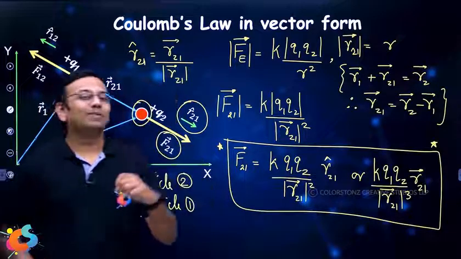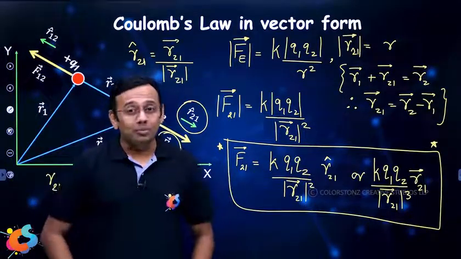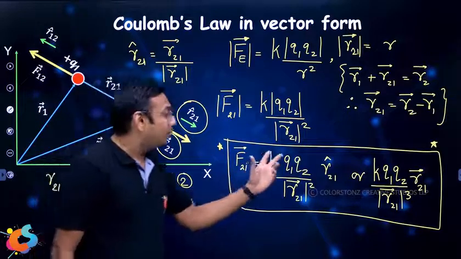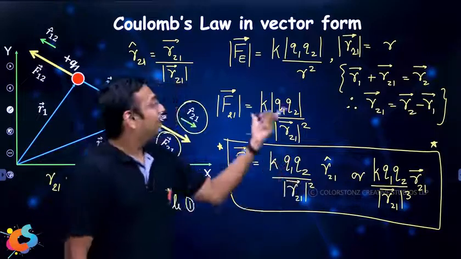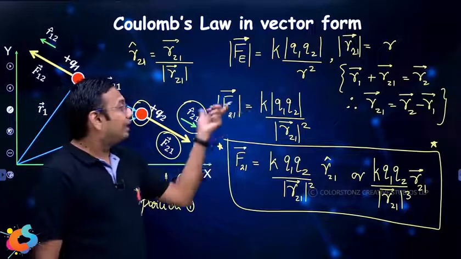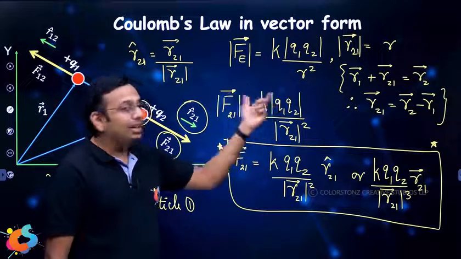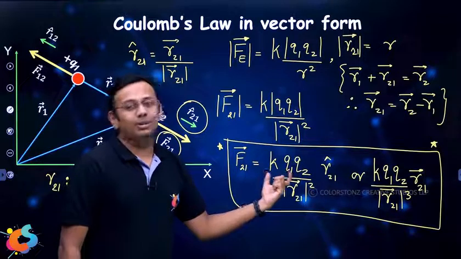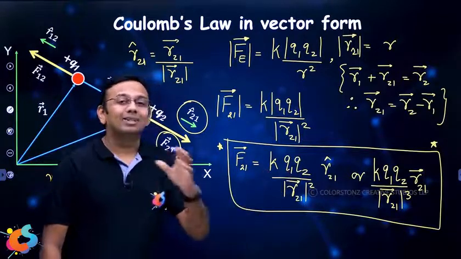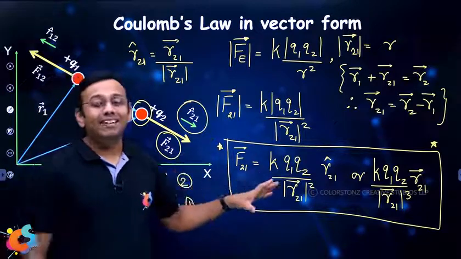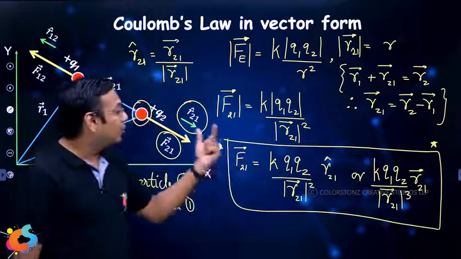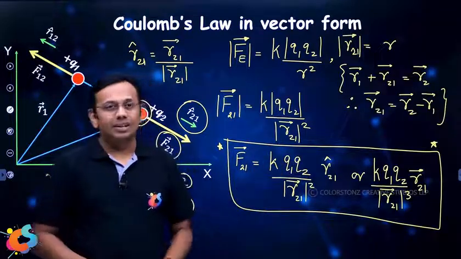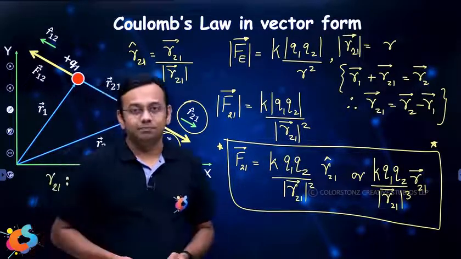You will also notice one more thing. I hope you have observed it, and that is not a mistake, that is not an error. I have removed the mod from here. When I was writing the magnitude of force, I was again and again putting the mod on the Q1, Q2 product. Here I have not put the mod on the product. That is not a mistake, that is not a writing error. In the vector form, we do not put mod on the product of the charges. Try to understand why is that.